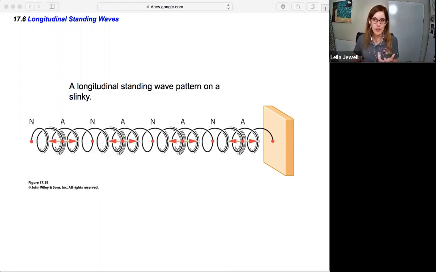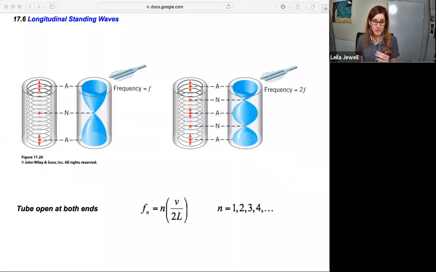And one of the reasons we care about longitudinal standing waves is because sound, remember, is a longitudinal wave. So we can get this resonance, this standing wave, if we have the conditions just right. One way we can do this is if we have an open cylinder, a tube that's open on both ends, and a frequency like a tuning fork nearby that's at just the right frequency for this length, then the oscillations or disturbances from the tuning fork can actually create a wave inside this tube.